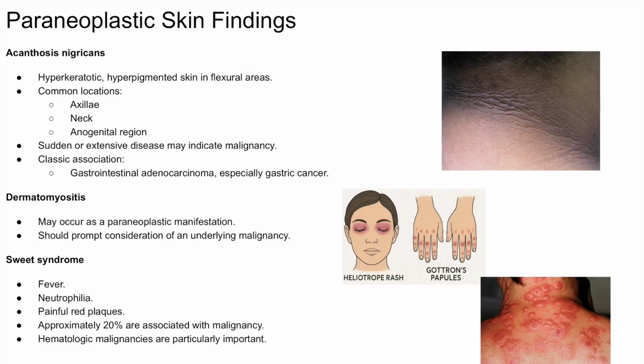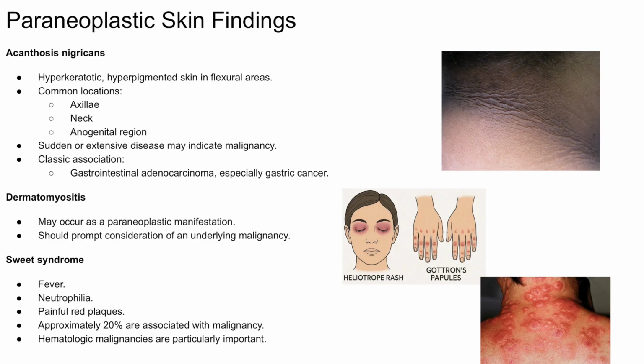All right, so several skin findings can serve as clues to an internal malignancy. So acanthosis nigricans produces velvety hyperpigmented thickening in flexural areas such as the neck and axilla. It is commonly related to that insulin resistance, but sudden extensive disease in an older adult should raise concern for an underlying GI adenocarcinoma, especially gastric cancer.